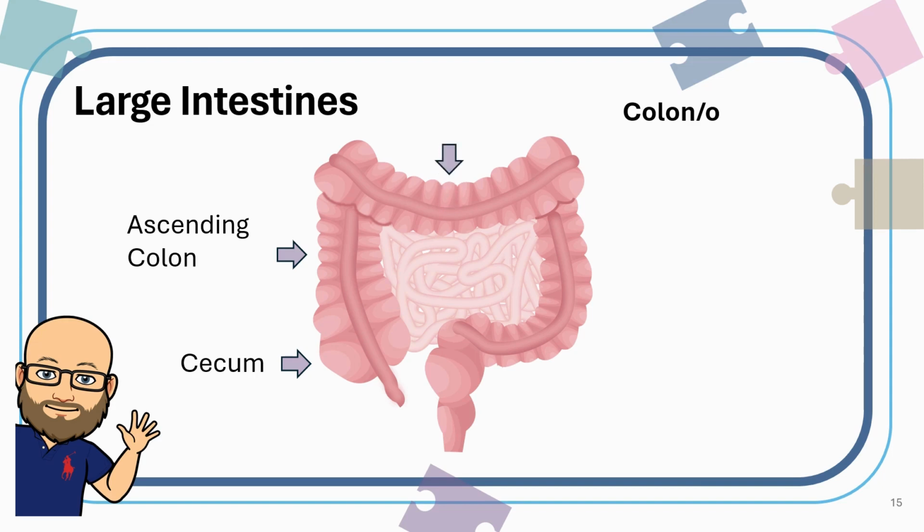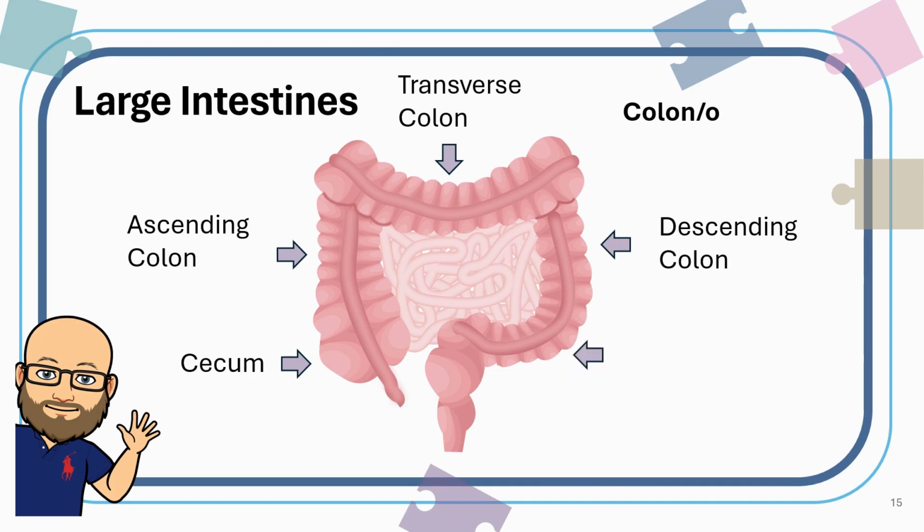We then take a turn from the right, come across the abdomen, and head towards the left side of the body. And we refer to that as the transverse colon. And in fact, trans means to go across. So literally to travel across. Next, we're going to come down the left side of the body. And so to come down is the term to descend. So the portion that comes down the left side of the body is the descending colon.